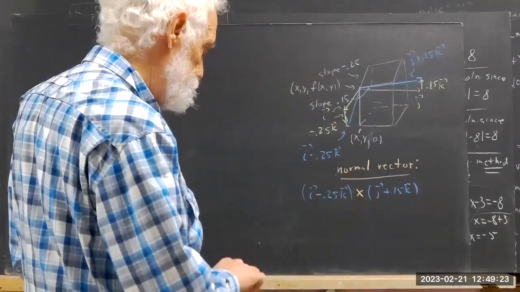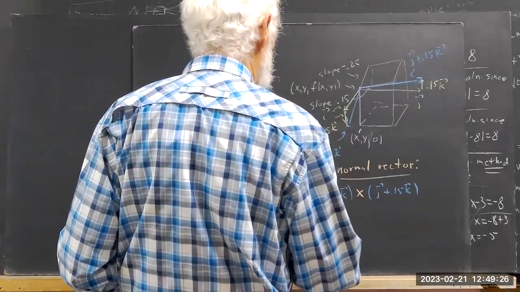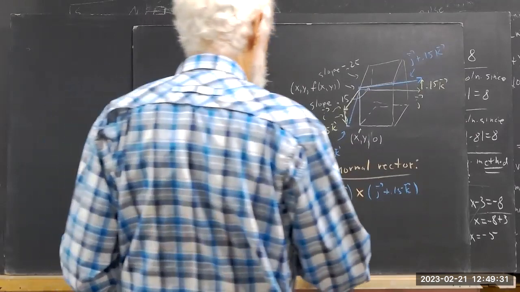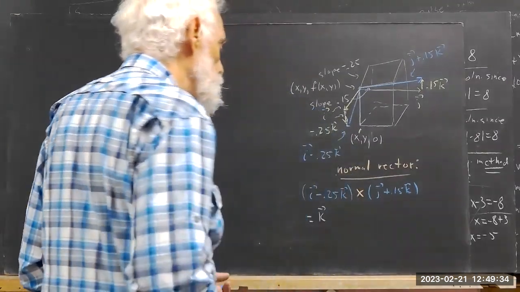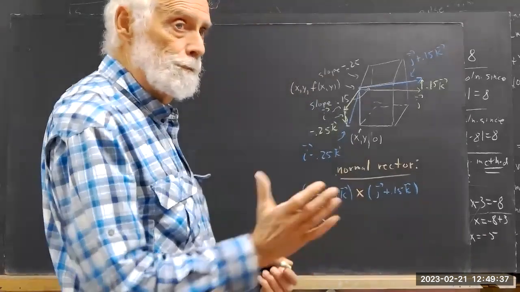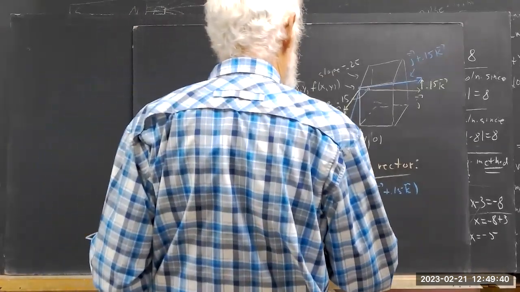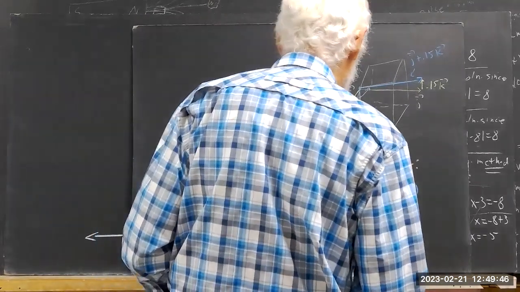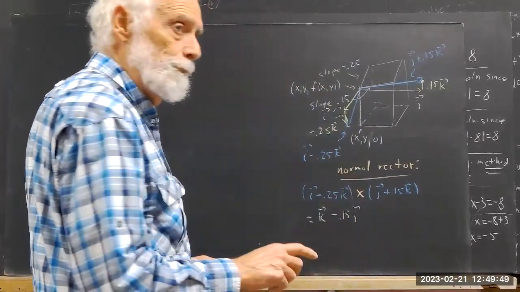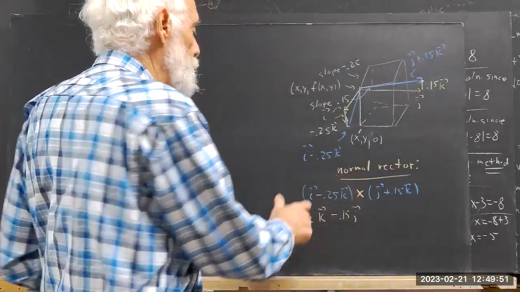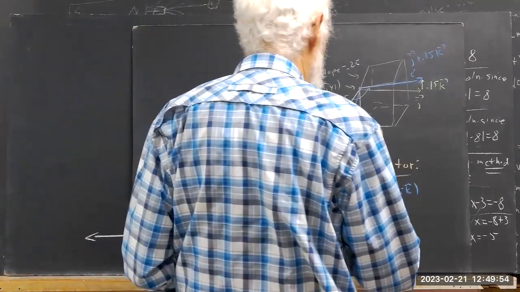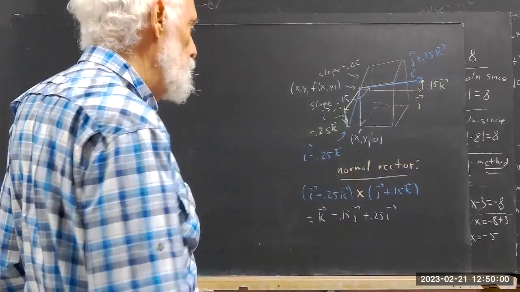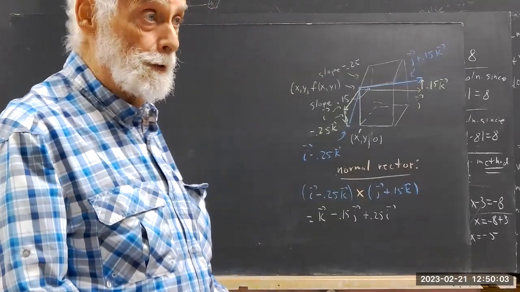it'll be this. And that's going to equal, well, I cross J is K, right? And I cross K is negative J. So that's going to be negative 0.15 J. And then K cross J is negative I, but you got a negative on this, so you're going to have a positive 0.25 I, and you're done, because the only thing you got left is K cross K.